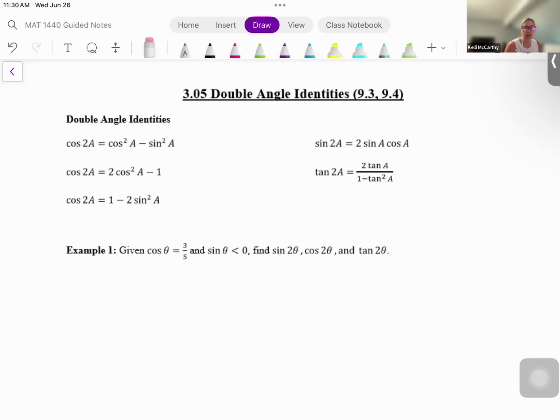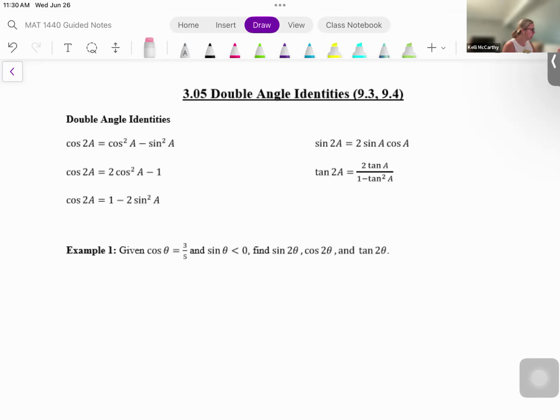And then we have two other formulas for cosine 2a. The second is 2 cosine squared a minus 1 and 1 minus 2 sine squared a. One double angle formula for sine of 2a is 2 sine a cosine a, and one double angle formula for tangent of 2a is 2 times tangent of a divided by 1 minus tangent squared a.